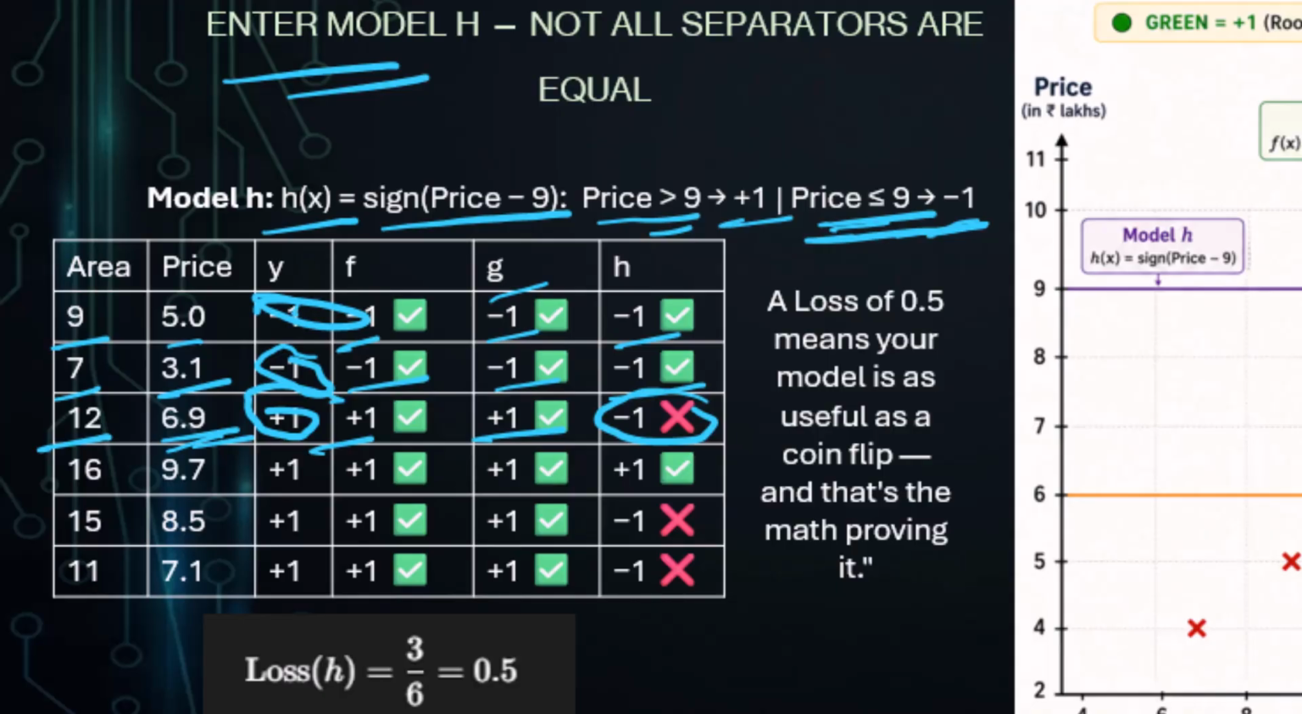Now we go down and we see 16. All the three models get it correctly as +1. All the models, the price is more than 6, more than 9, it is 9.7. So everything is getting +1. Very good.